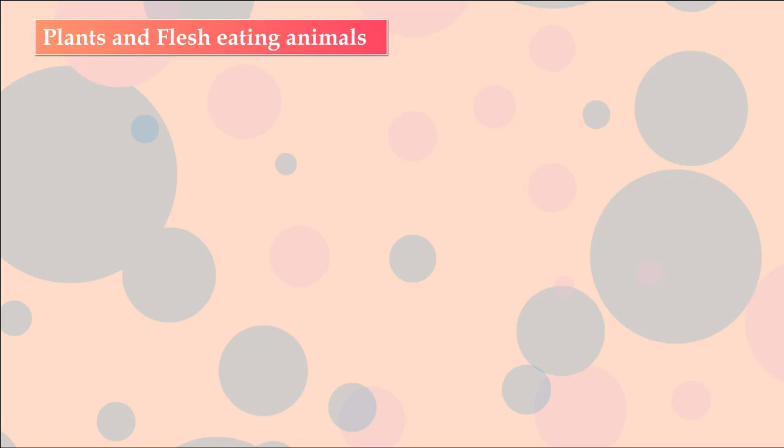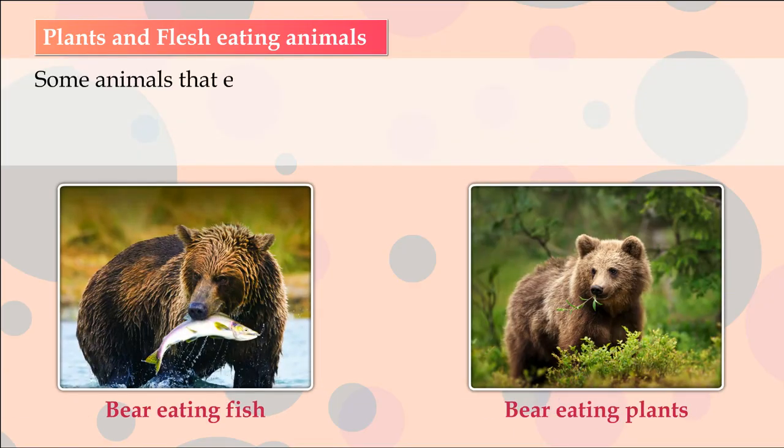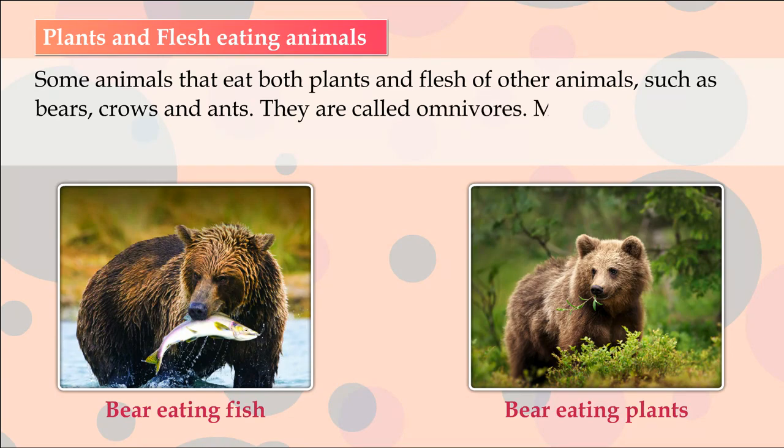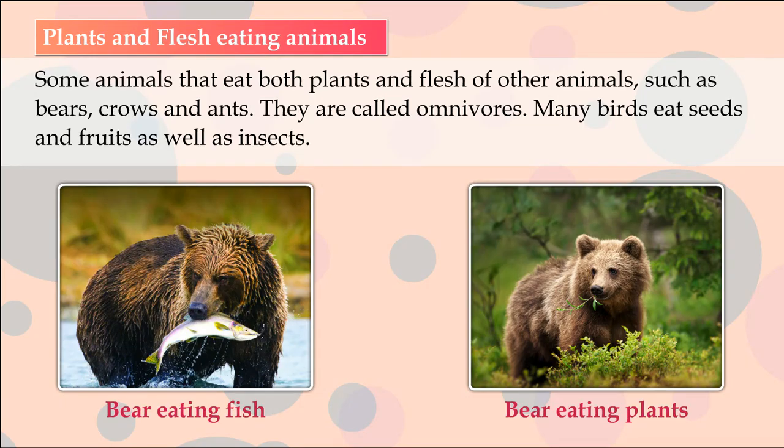Plants and flesh-eating animals. Some animals eat both plants and flesh of other animals, such as bears, crows and ants. They are called omnivores. Many birds eat seeds and fruits as well as insects.